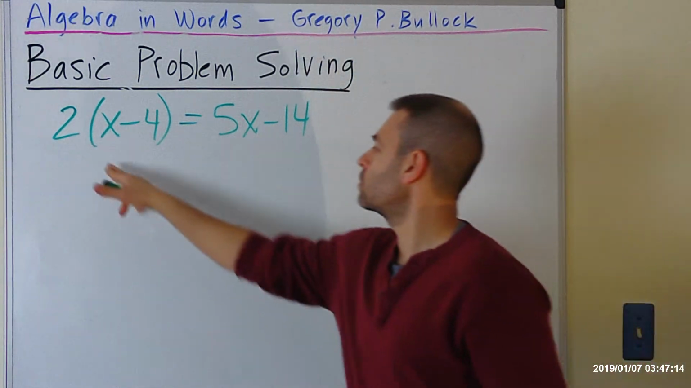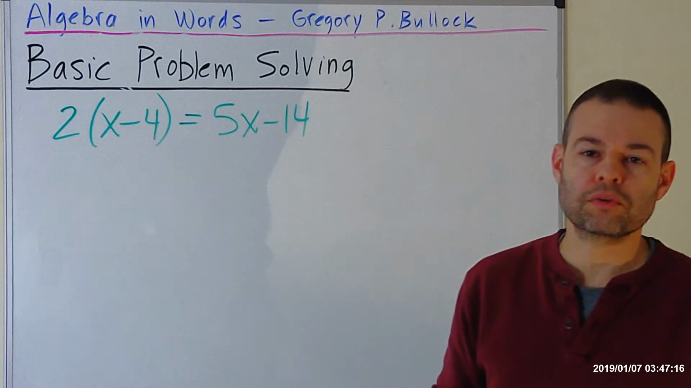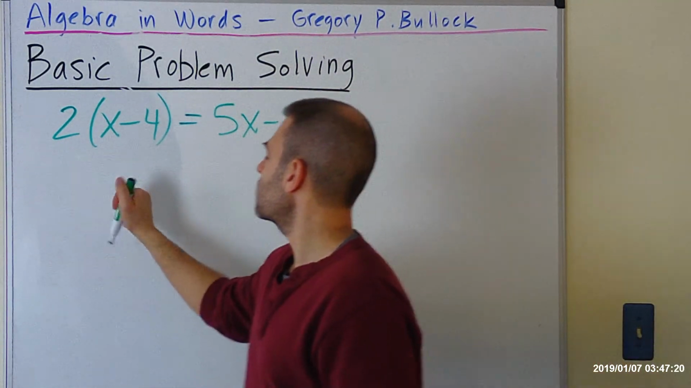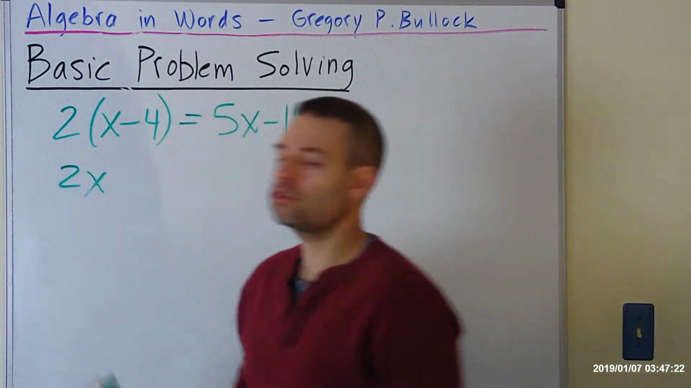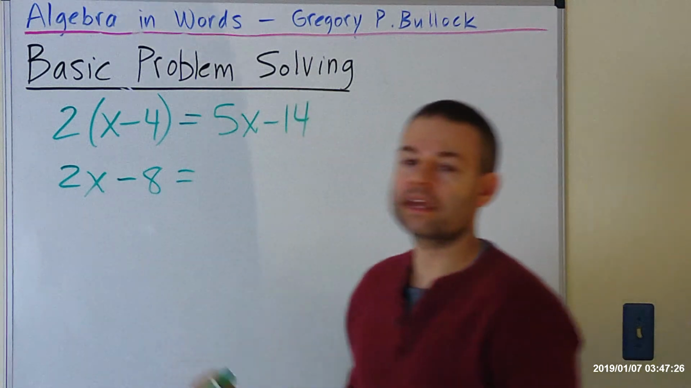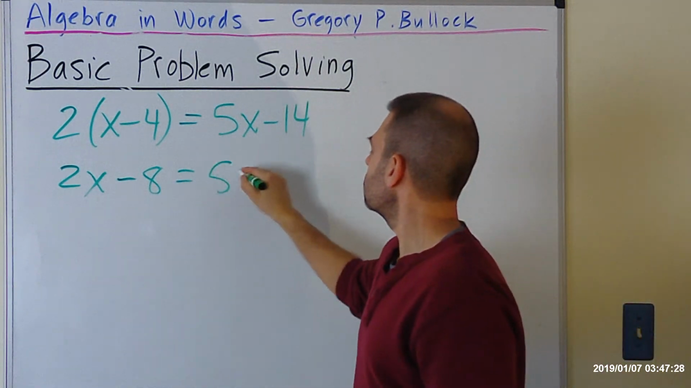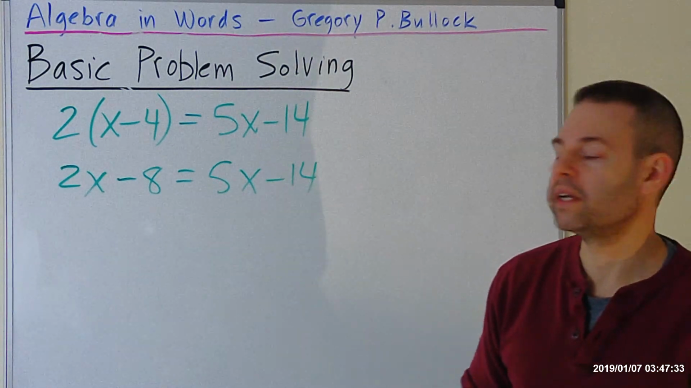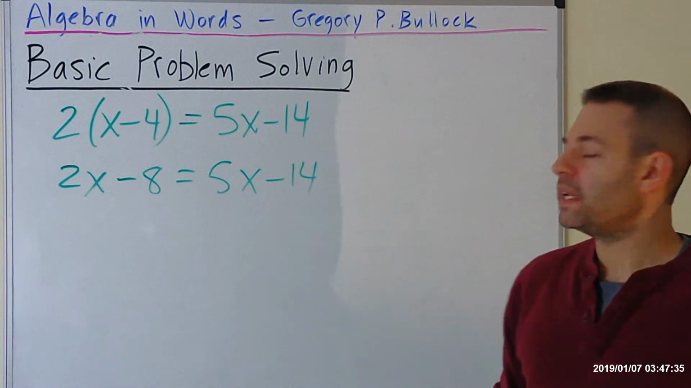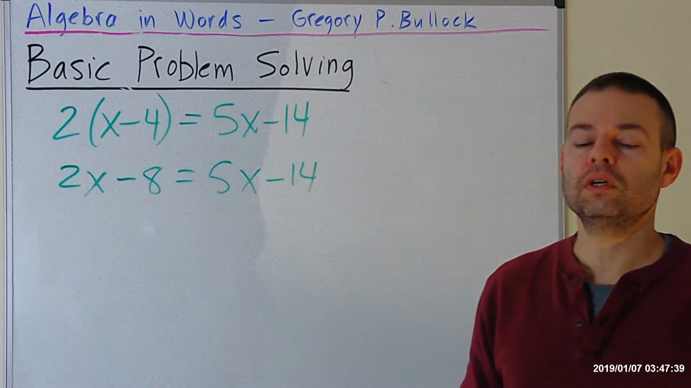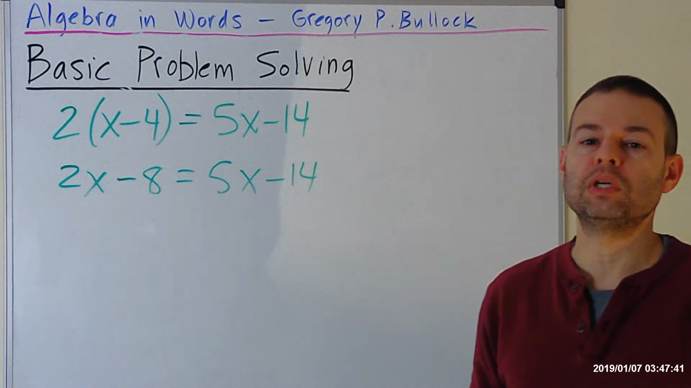Yes, because we have a group and we want to distribute the 2 through the group because that will make 2 new terms. So 2 times x is 2x. 2 times negative 4 is negative 8. And I rewrote the terms on the right. Okay. But now our short-term goal is to isolate the term with the variable.